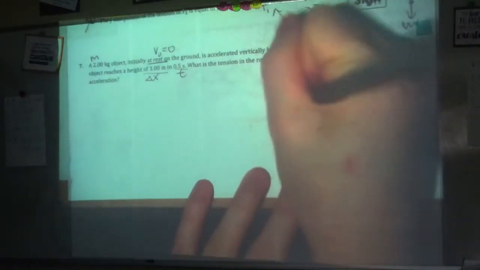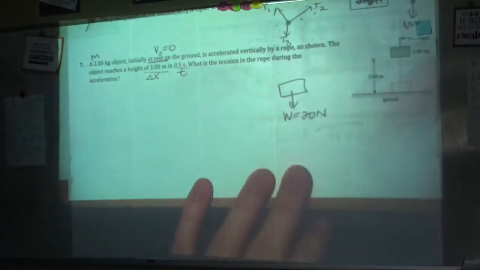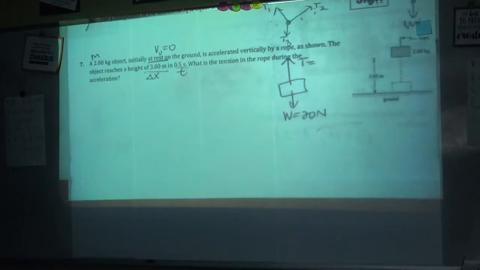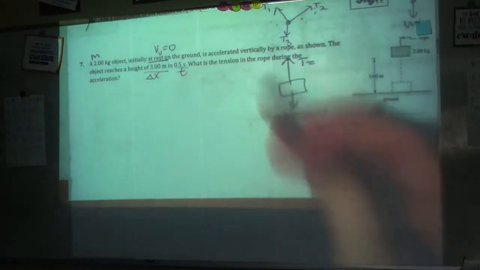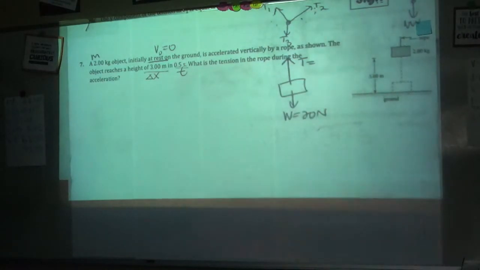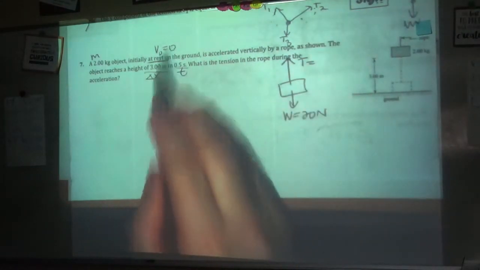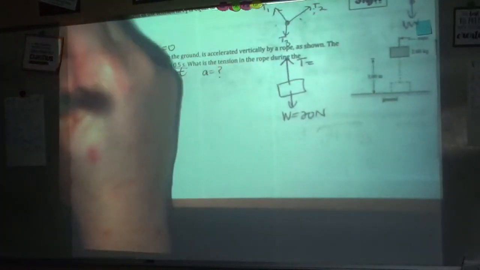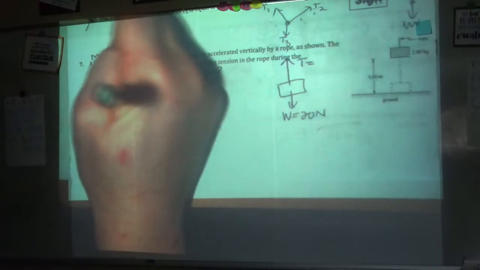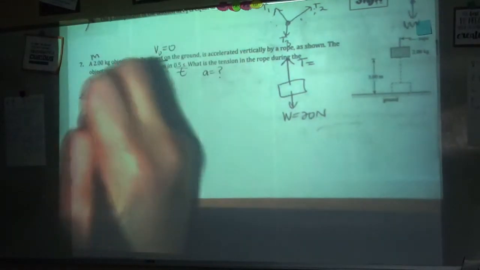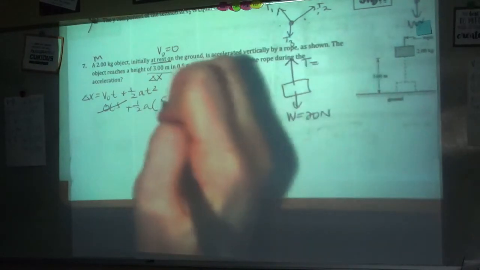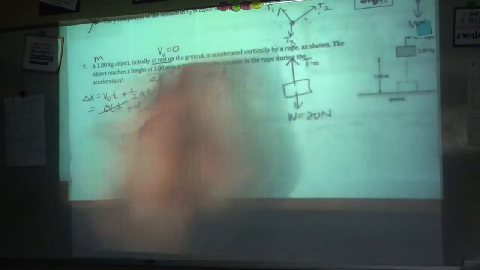2 kilograms means I have a weight of 20 newtons. And then it's accelerating up, so obviously my tension force is greater than 20 newtons. Now, in order to find the tension force, I would need to know my net force or my acceleration. But the good thing is I have V naught, delta x, and t, and I'm looking for acceleration. So I can use that delta x is V naught t plus 1/2 a t squared. V naught times t goes away.